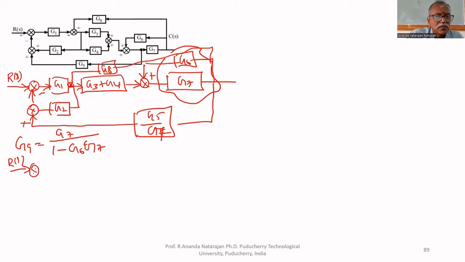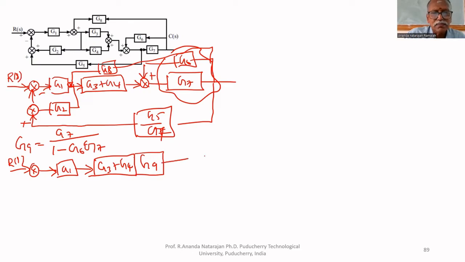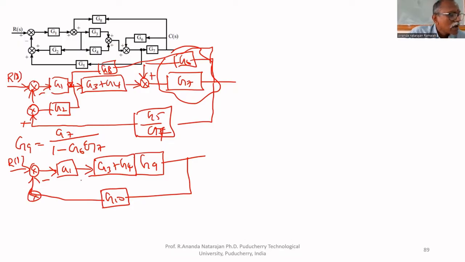R of S, G1, G3 plus G4, G9, that is cascaded. This is G10. G2 is as such. So where G10 equal to G5 upon G7.